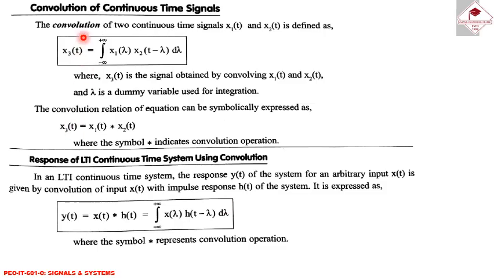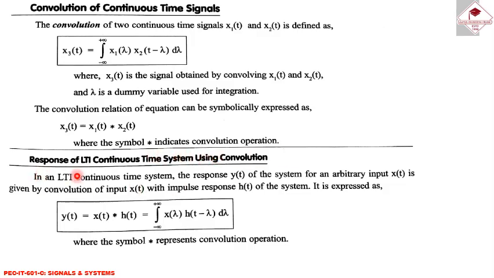Now next is convolution of continuous time systems. The convolution of two continuous time signals x1(t) and x2(t) is defined as x3(t) equal to the integration from minus infinity to plus infinity of x1(lambda) x2(t minus lambda) d lambda, where x3(t) is the signal obtained by convolving x1(t) and x2(t), and lambda is the dummy variable used for integration. The convolution relation can be symbolically expressed as x3(t) equal to x1(t) convolution x2(t), where the star symbol indicates the convolution operation.